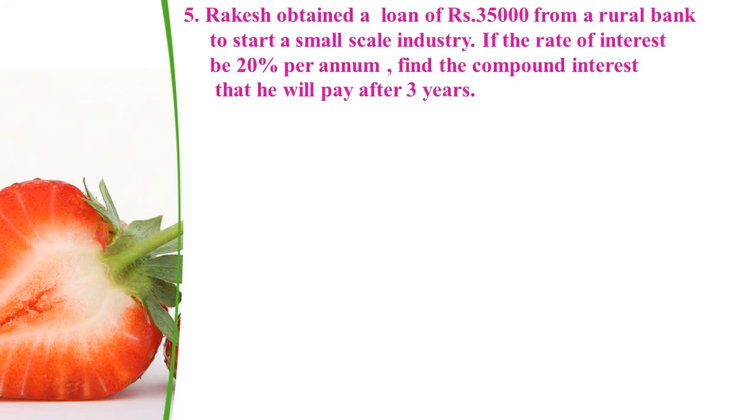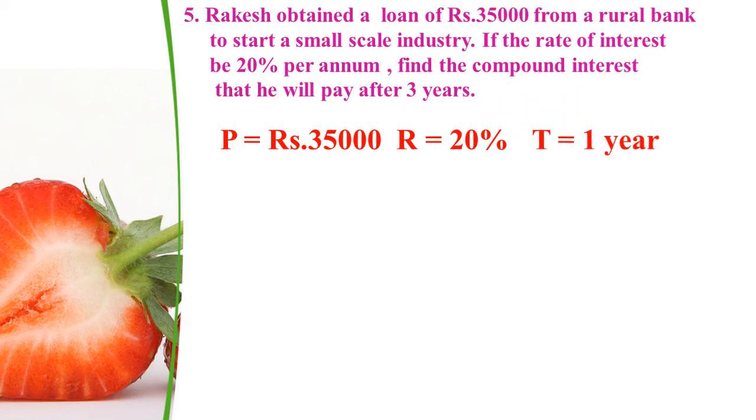Next, Rakesh obtained a loan of rupees 35,000 from a rural bank to start a small scale industry. If the rate of interest be 20% per annum, find the compound interest that he will pay after 3 years. Here, principal is rupees 35,000, rate of interest is 20%, time period is 1 year.